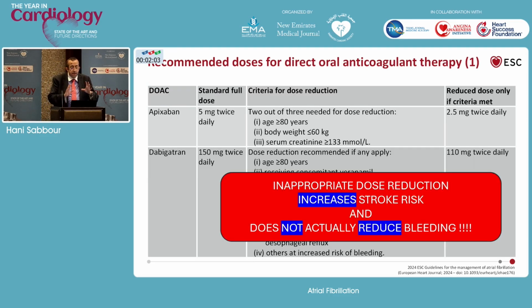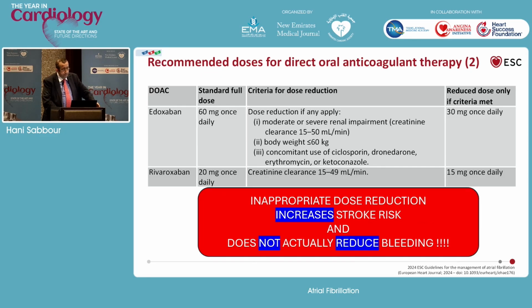Next, inappropriate dose reduction. Again, the doses are very clearly spelled out. When you reduce apixaban from 5 twice a day to 2.5 twice a day, 2 out of 3, not 1 out of 3, okay? Old age only, not enough. Weight less than 60, not enough. Creatinine more than 133, not enough. 2 out of 3. Why? Inappropriate dose reduction increases stroke risk and does not actually reduce the risk of bleeding. That's a fact. It's stated very clearly in the guideline. So, don't do it. So, with the other medications, again, edoxaban, rivaroxaban, do not dose reduce unless they have the correct criteria.